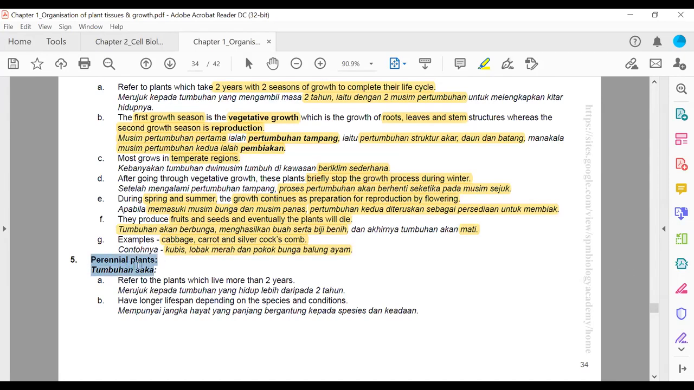Perennial plants, or tumbuhan sakar, refer to the plants which live more than 2 years. Some we have learned are living for 3,000 to 4,000 years. They have a longer lifespan depending on the species and condition. Different species have different number of years, how long they can live.